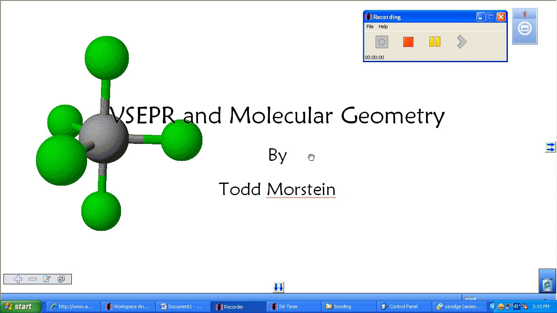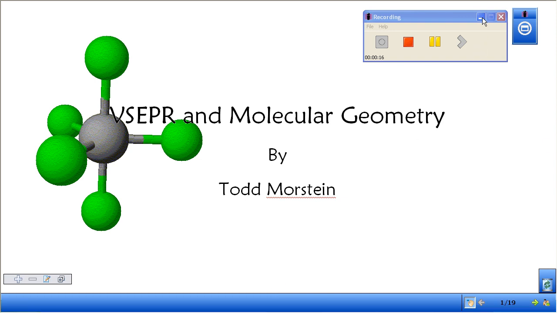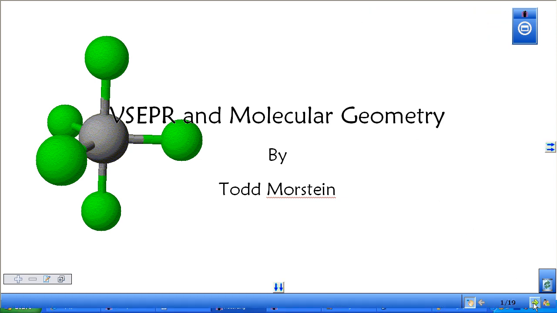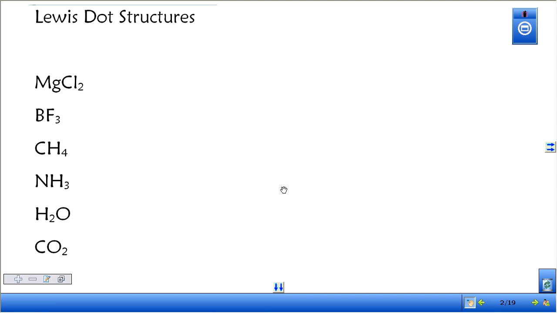Class, what we talked about was the VSEPR formula and also molecular geometry, but I'd like to go back over that for a moment and talk about how we actually get those molecular geometries. So what we're going to do is look at these different Lewis dot structures, because we need to start with the Lewis dot structure.